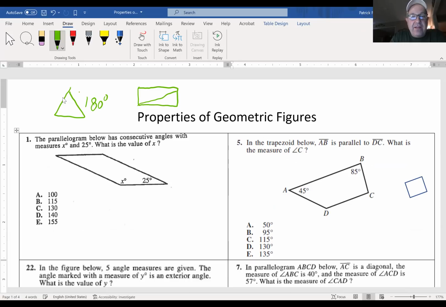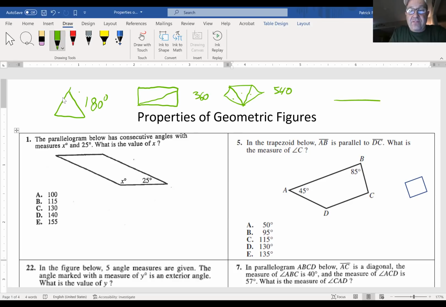Well, you could divide it into two triangles. So that would make 360 degrees, right? Because each triangle would have 180. We could go further. We could make a five-sided shape: 1, 2, 3, 4, 5. Break that up into triangles and see that there are 3 triangles. So we would have 540 degrees. It's kind of a nice idea.